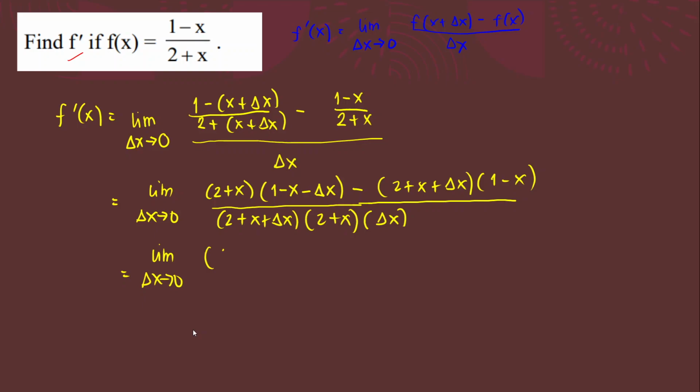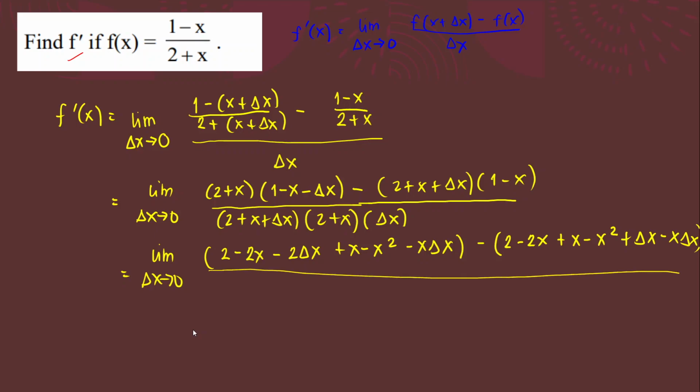Expand natin to: 2 minus 2x minus 2 delta x plus x minus x squared minus x delta x. Minus, dito naman sa kabila, 2 minus 2x plus x minus x squared plus delta x minus x delta x, all over (2 plus x plus delta x)(2 plus x).